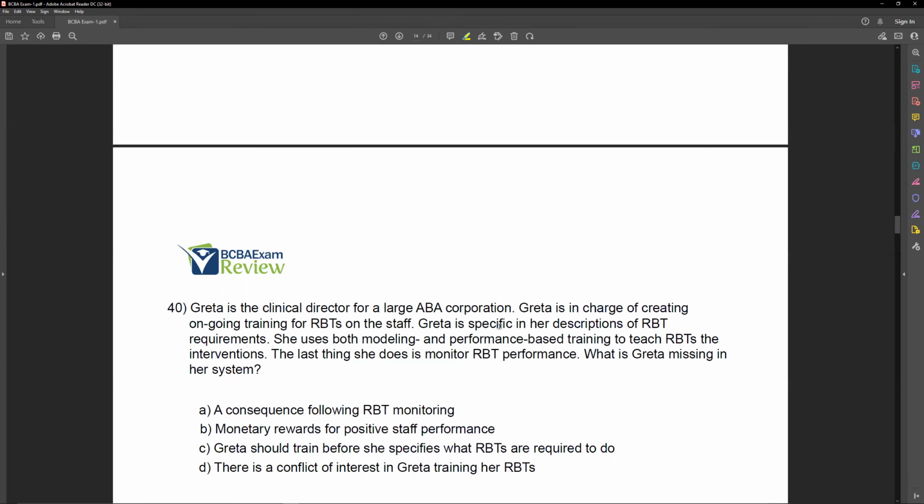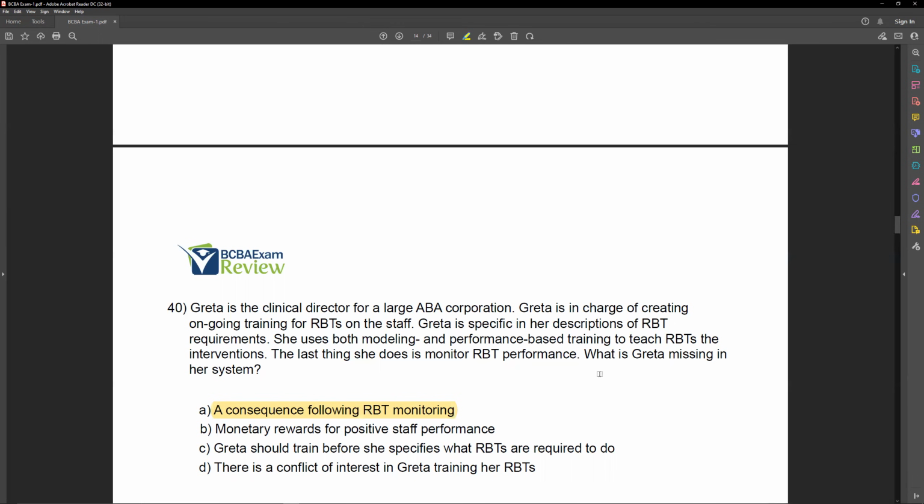What happens when they're doing the right thing? What do we need to do? What happens when they're doing the wrong thing? What do we need to do? We need to deliver a consequence, some sort of feedback, maybe some reinforcement, maybe a punisher, something to inform the RBT how their performance is after you monitor, right? That's our answer. A is our answer.